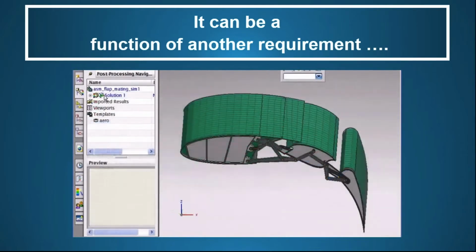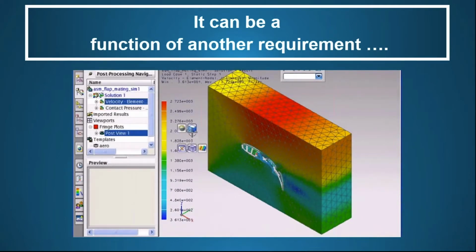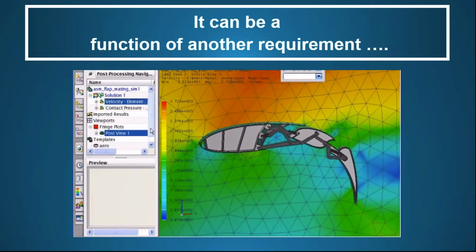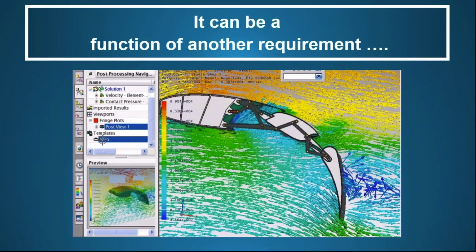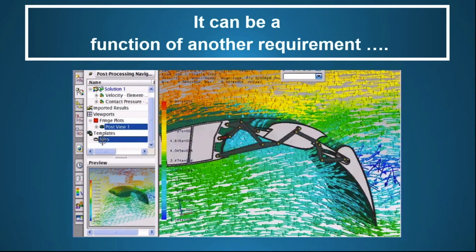It could be a function of another requirement. Here I have a wing with dual flaps, and we're doing a CFD analysis of this for airflow. What we're getting is the amount of air that's going to be going between the primary and the secondary flap. That might be a certain amount that has to be controlled, so that might be a dimensional requirement. In this case, it might be 100 millimeters plus or minus 2 millimeters, whatever the case may be. But it's a function of another requirement. It's not critical for anything else, but to make sure this requirement is met.